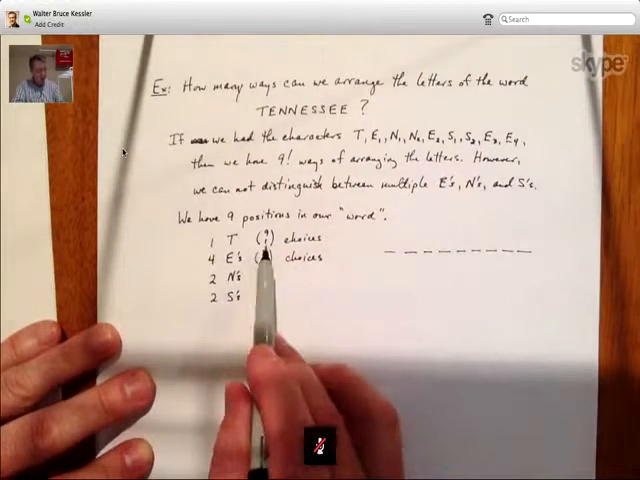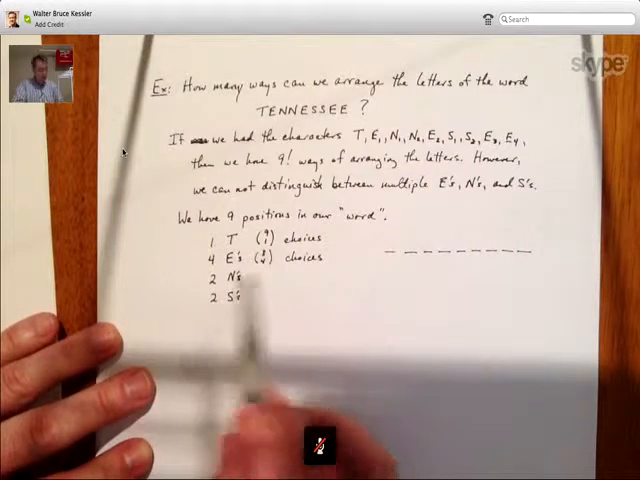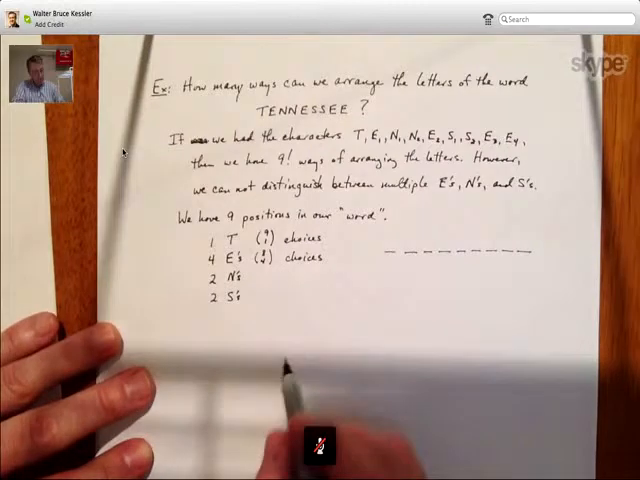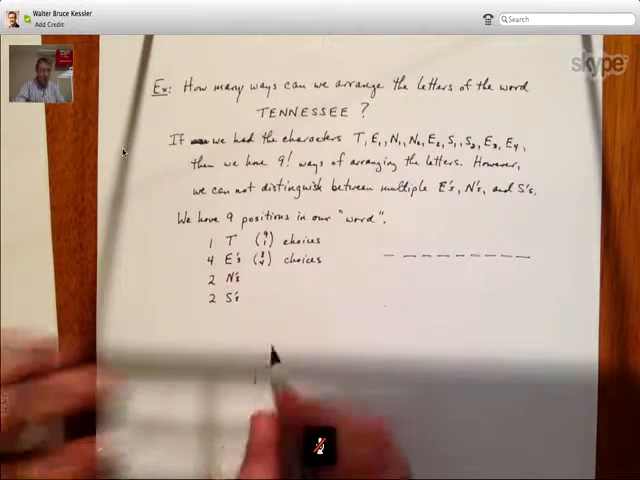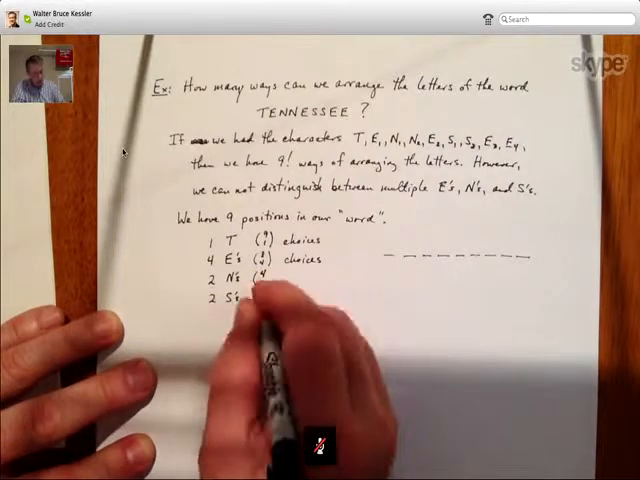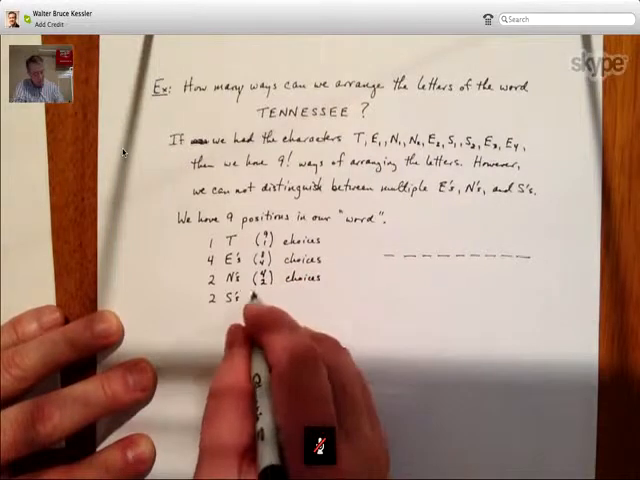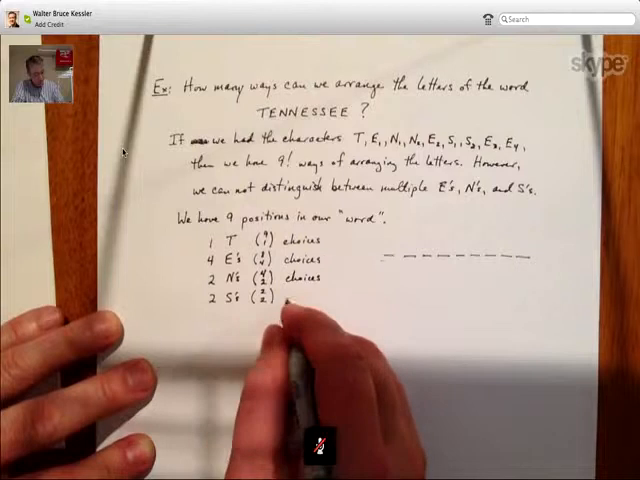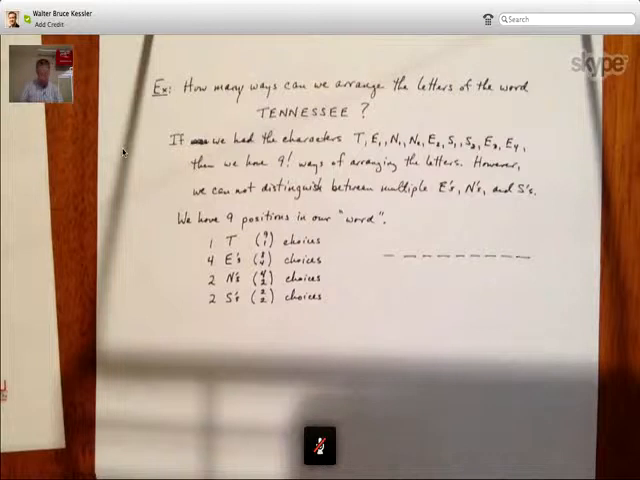Okay, so 9 choose 1 ways of placing the T, and then 8 choose 4 choices for positions for the E, and that leaves me then with just 4 positions left, right? And then out of those 4, I want to choose locations for the N's. And out of the 2 that remain, I want to choose 2 positions for the S's. And there's only one way to do that, right? So that last number is 1.